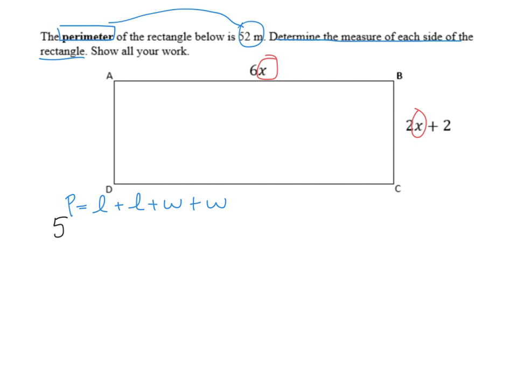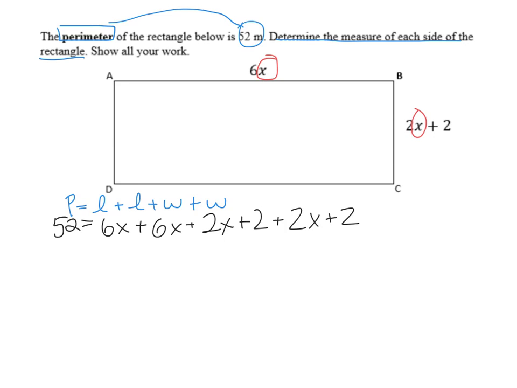And I've already been told what the perimeter is. The perimeter is 52, so I can simply substitute in 52 for P. And my length is 6x, so I'm going to put plus 6x plus 6x. And then my width is 2x plus 2, so I'm going to write that out, 2x plus 2 plus 2x plus 2. Now I have some terms that I can simplify before I go on to solve this problem.